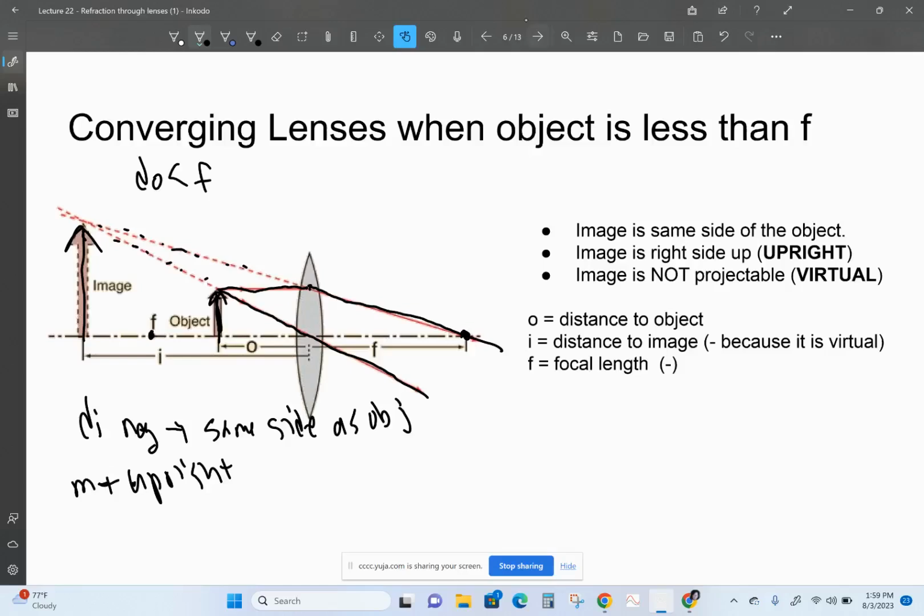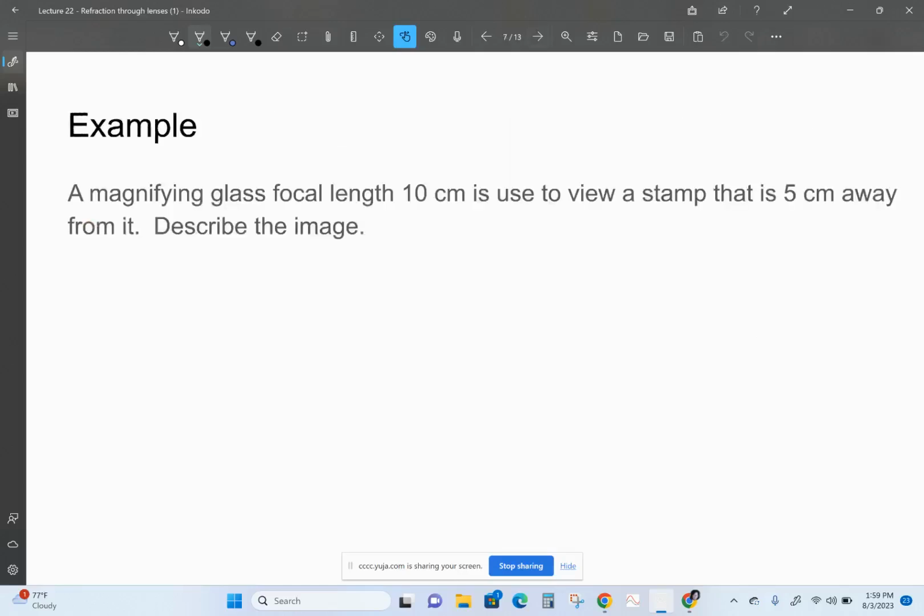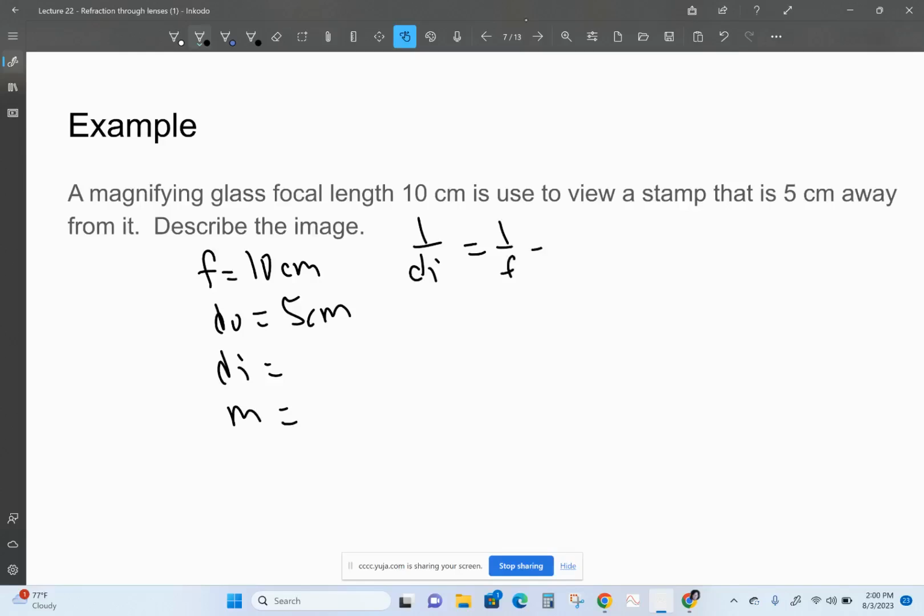Let's look at a problem. All right. So a magnifying glass has a focal length of 10 centimeters, and it's used to view a stamp that is 5 centimeters away, and we want to describe the image. So we're going to find di and m and then go from there. So 1 over di is going to be equal to 1 over f minus 1 over do. So 1 over 10 minus 1 over 5 centimeters.